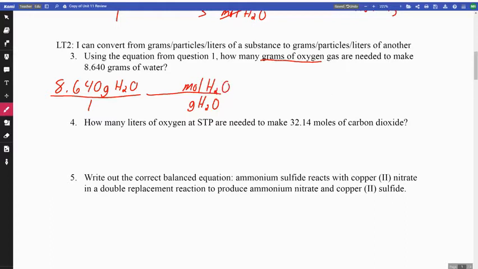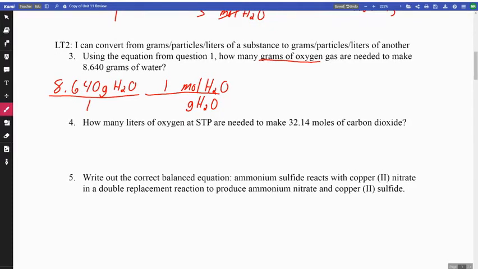Okay. Now, anytime we have moles on top and anything other than moles on bottom, 1 goes in front of moles. What goes in front of grams, we always put the molar mass. So the molar mass of H2O is 18.016. Okay, grams of H2O cancel out. We're left with moles of H2O. That is not where we want to be. We want to be at grams of oxygen. So we need another conversion factor.